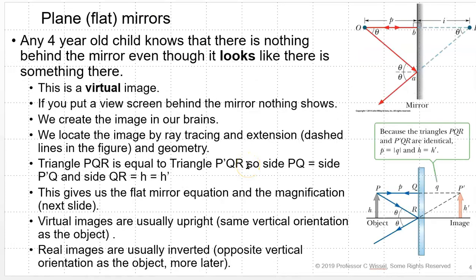Okay, the easiest type of mirror is a flat mirror, otherwise known as a plane mirror. Now, you take any 4-year-old child, they know that there's nothing behind the mirror. Babies don't. Babies think that baby in the mirror is real. Kittens do the same thing.